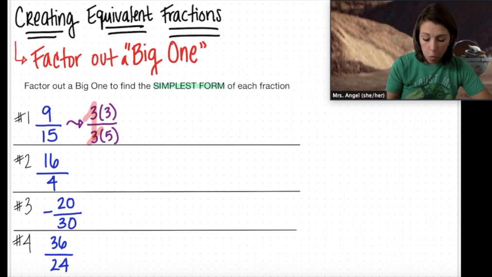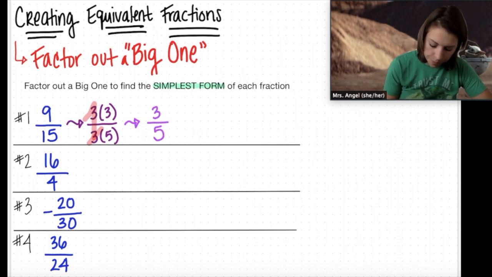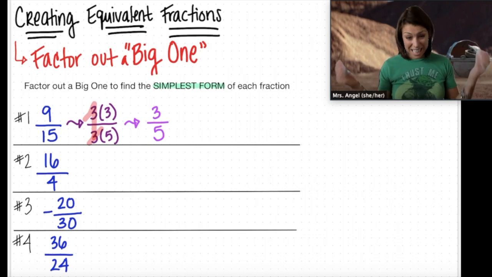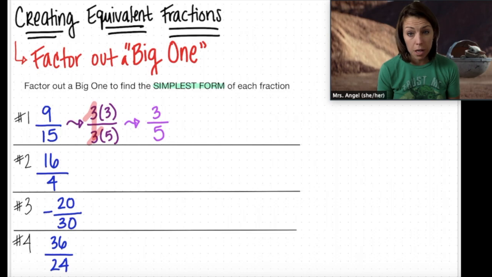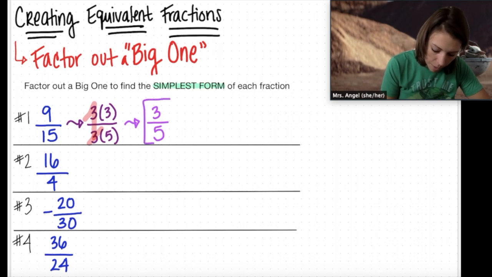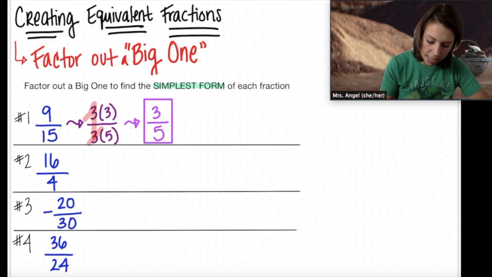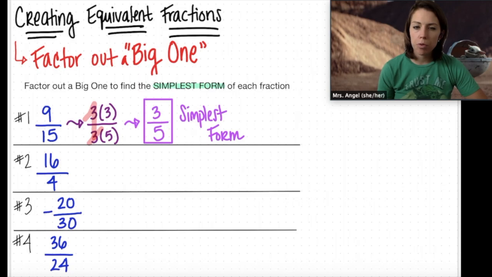3/3 is really just 1, so that leaves us with 1 times 3/5. So we're left here with 3/5. Now, 3/5 is equivalent to 9/15, but is 3/5 also in simplest form? Yeah, because 3 and 5 don't have any factors in common. So I'll put a box around my final answer to show that it is in what we would call simplest form. Why don't you try 2 through 4 on your own?